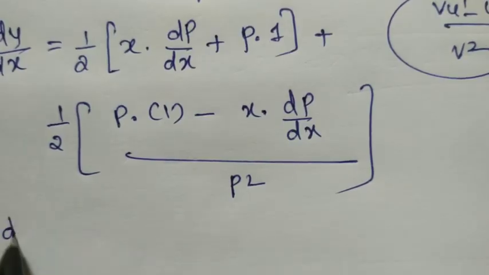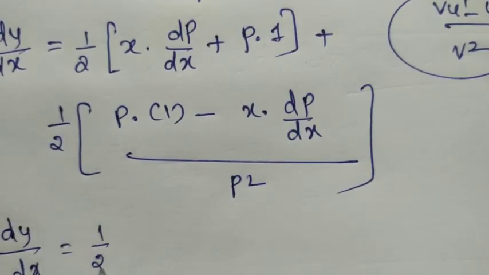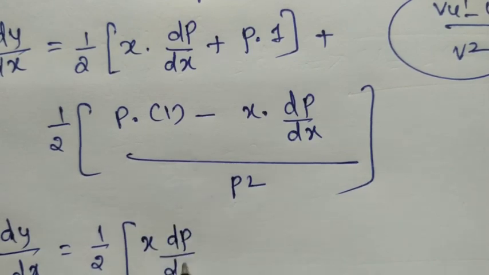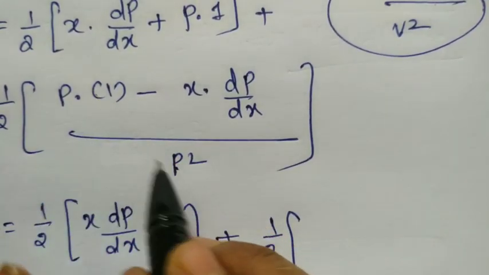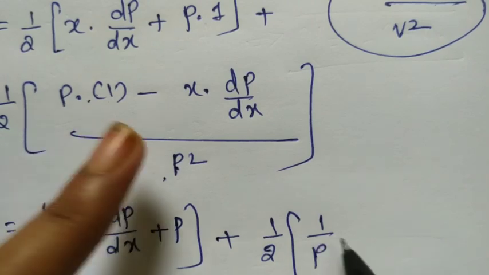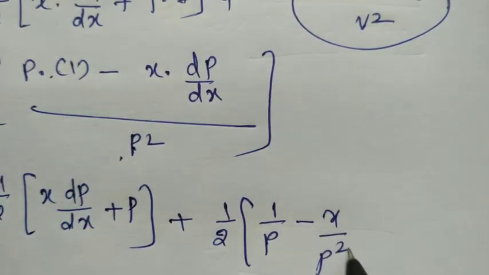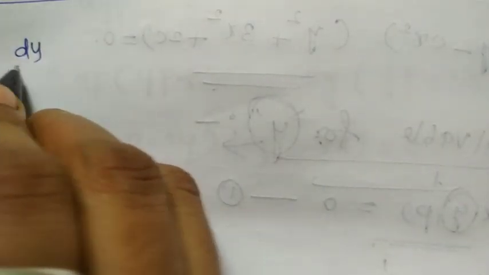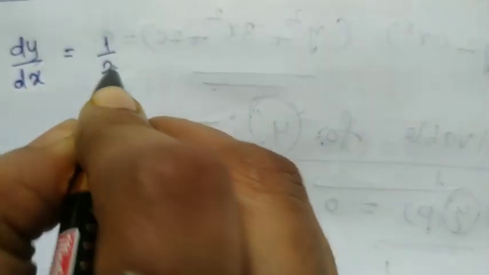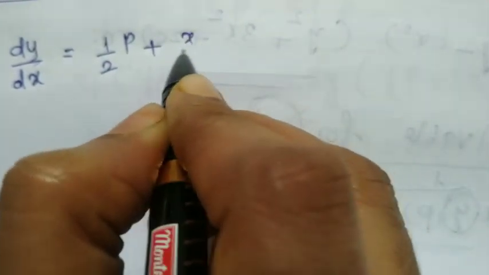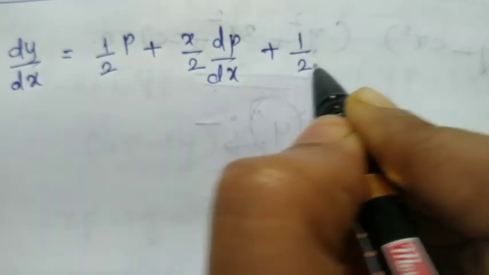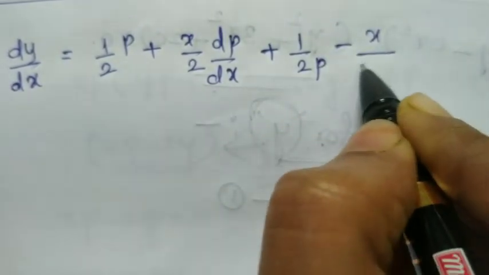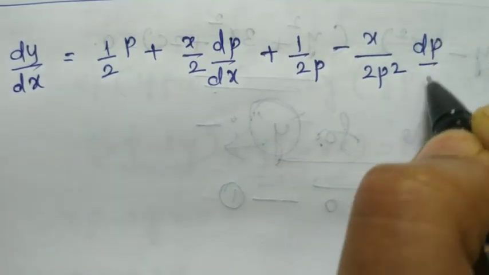So then dy by dx equals 1 by 2 of x dp by dx plus p, plus 1 by 2 of p minus x dp by dx by p square. That is 1 by p minus x by p square of dp by dx. So dy by dx equals 1 by 2 of p plus x by 2 into dp by dx plus 1 by 2p minus x by 2p square dp by dx.